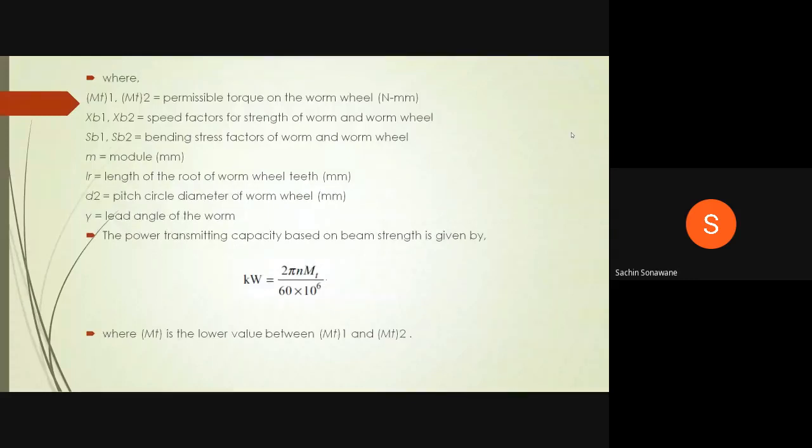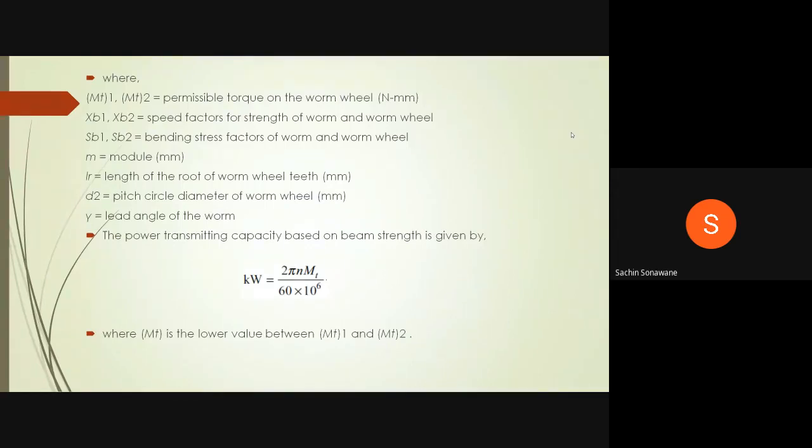Where Mt1 and Mt2 are the permissible torque on the worm wheel in Newton mm. Xb1 and Xb2 are speed factors for strength of worm and worm wheel. Sb1 and Sb2 are bending stress factors of worm and worm wheel. m is the module in mm. Lr is the length of the root of the worm wheel teeth in mm. d2 is the pitch circle diameter of worm wheel in mm. Gamma is the lead angle of the worm.